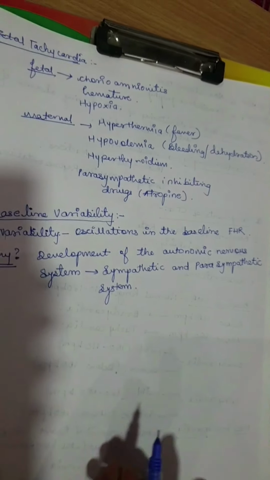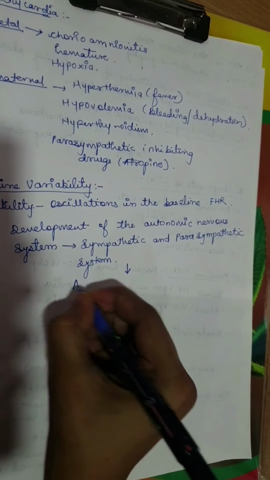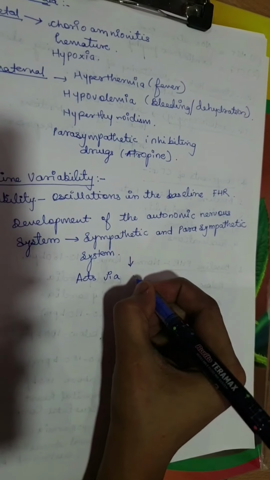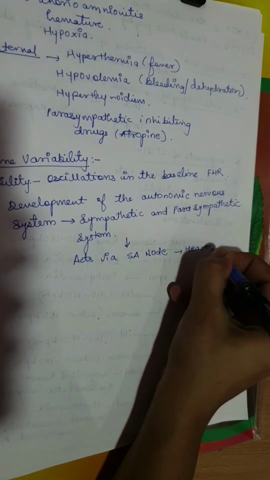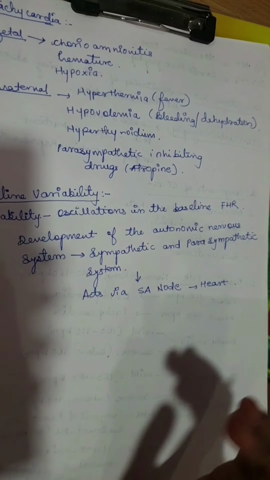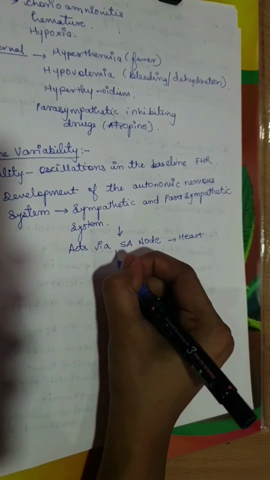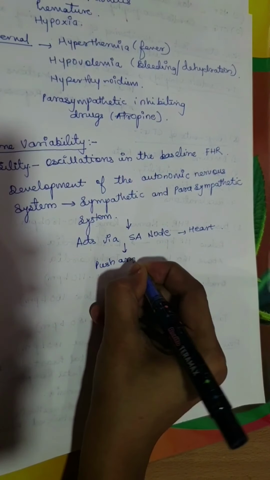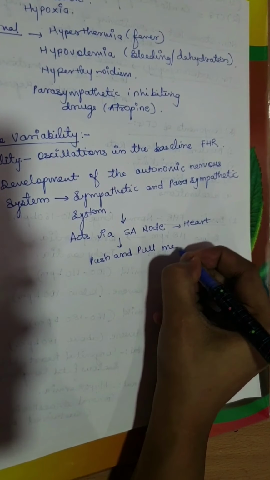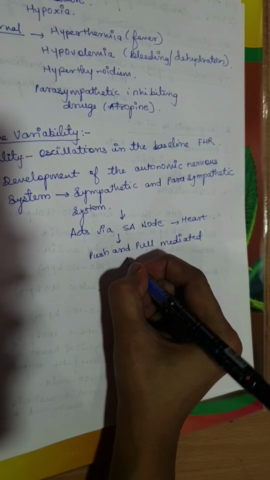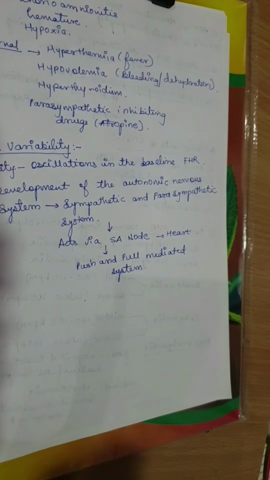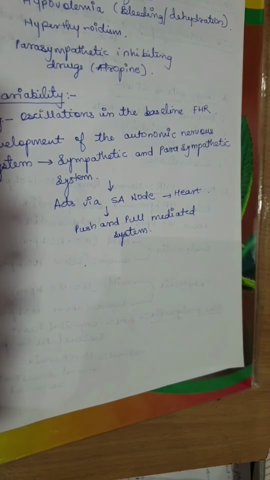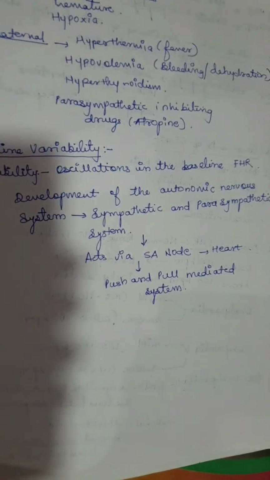This sympathetic and parasympathetic system acts via the sinoatrial node, that is the SA node situated in the heart. They act through this. There is a push and pull mediated system, and this push and pull mediated system will show us beat to beat variability, or moment to moment oscillations or fluctuations in the fetal heart rate.